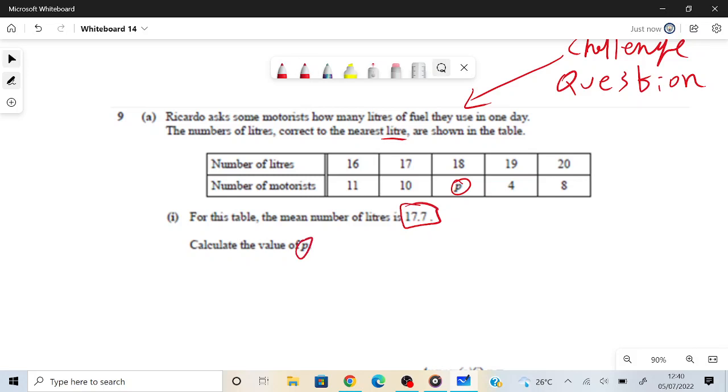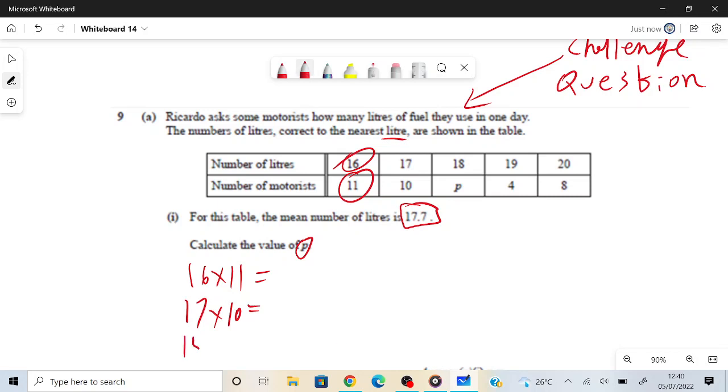So we need to find P, and they gave us the mean number. Now, as you can see in this question, we do not have a class width, we don't have the range. And when you don't have the range, it makes it a lot easier because you don't need to find the mid value. All you have to do is simply multiply the corresponding number of liters with the corresponding number of motorists. So this simply becomes 16 times 11. Again, the next would be 17 times 10.